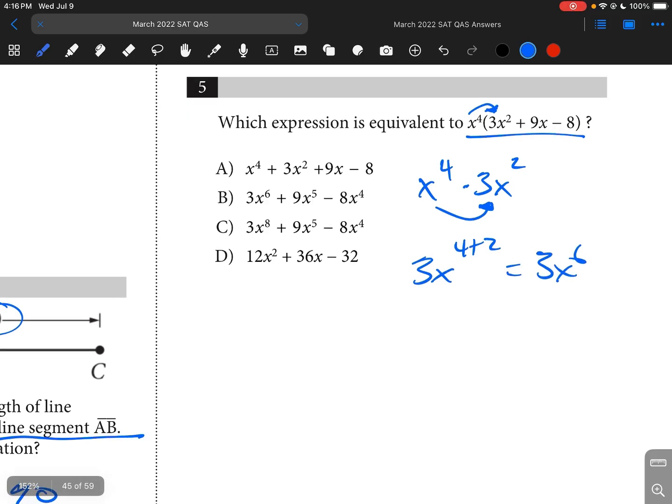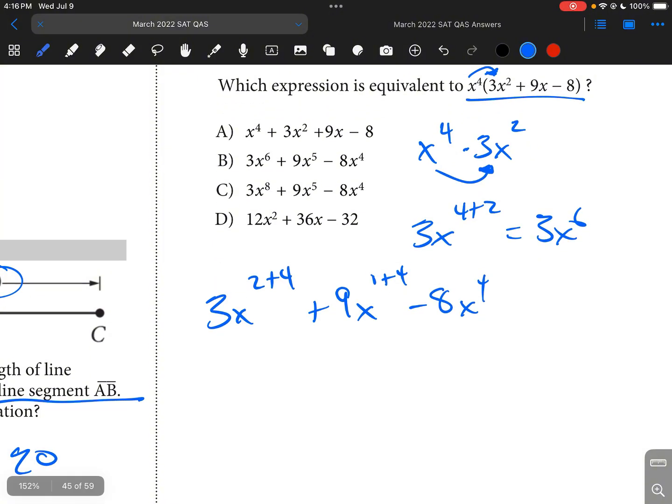So following this fashion, you'll get 3x squared plus 4 up here, plus 9x with the invisible 1, plus 4, minus 8x to the fourth. So you'll get 3x to the 6 plus 9x to the fifth minus 8x to the fourth, which is b.